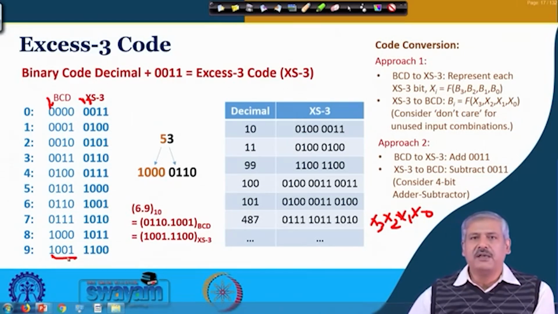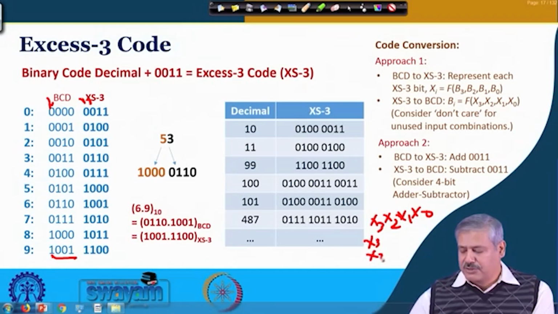With that we can have a minimization process, Karnaugh map, QM or Boolean algebra, by which we can get the value of x3, then x2, x1 and x0 as functions of b3, b2, b1 and b0, and we can realize it. So, this is one way of getting it. The other one could be just having a 4-bit adder, by which you can add and get it. And the reverse process means from XS3 to binary.